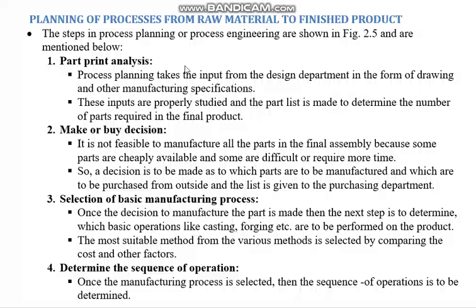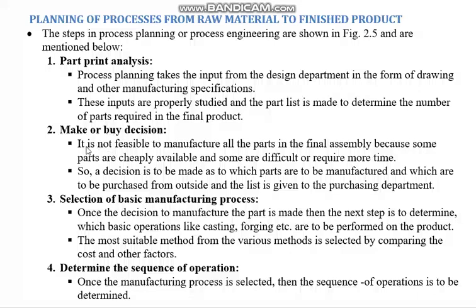Okay, so this is the part print we have taken and done analysis for. Now the second step in process planning is the make or buy decision. Make means you make it, buy means you buy it. What are you making and what are you buying? The part can be made in the factory or it can be bought from outside.